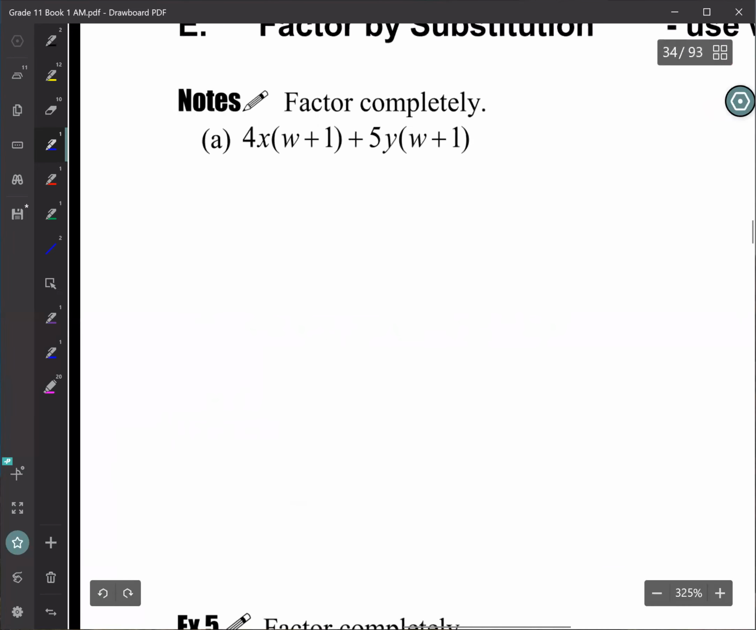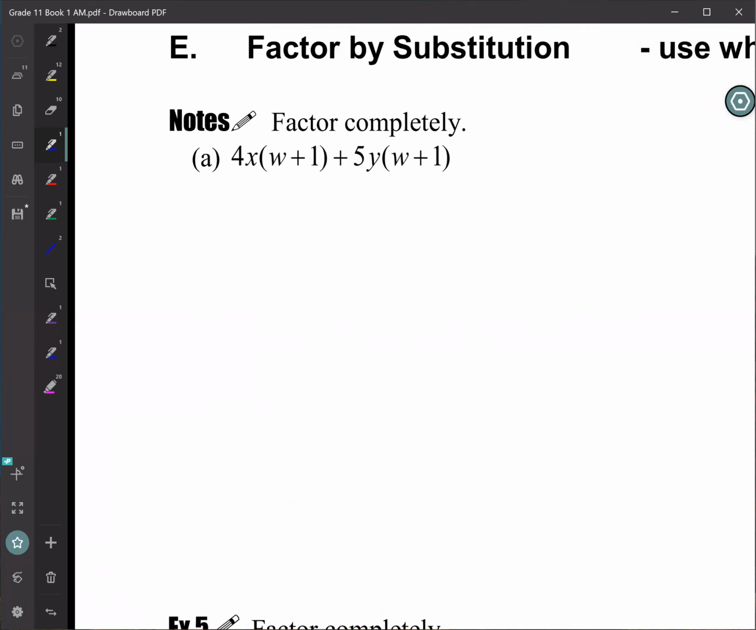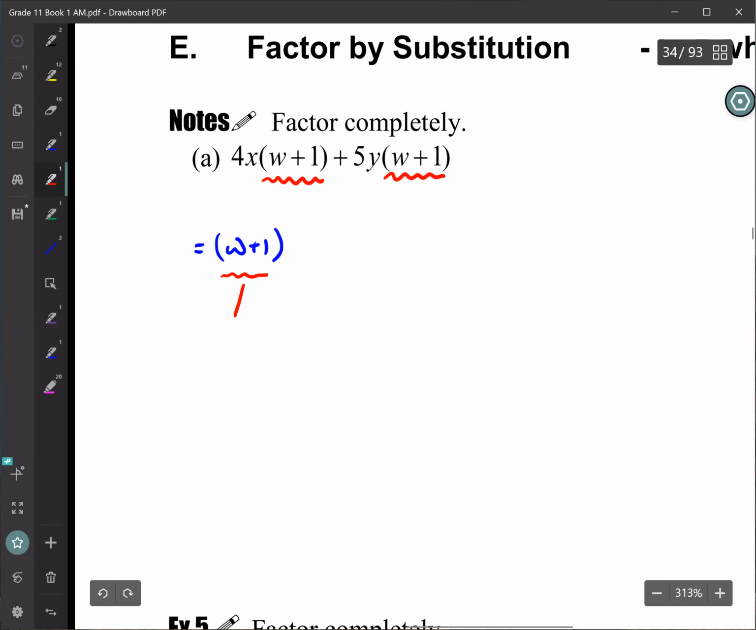So question A, this one. So what's the GCF here? You sure? W plus 1. Yeah, W plus 1 is the same for both, right? Both terms, they both have W plus 1. So take W plus 1 out, right? This one we can label it. This one is the GCF, right? So this one you don't need a substitution, okay? You just do it normally like before. So you'll be left with 4x plus 5y, okay? So this one everyone should have no problem.